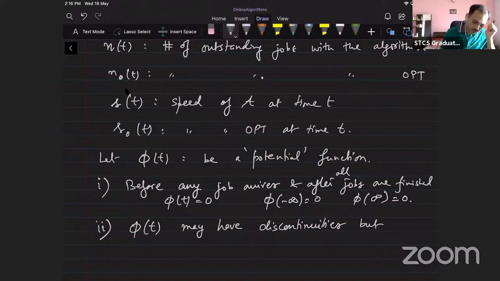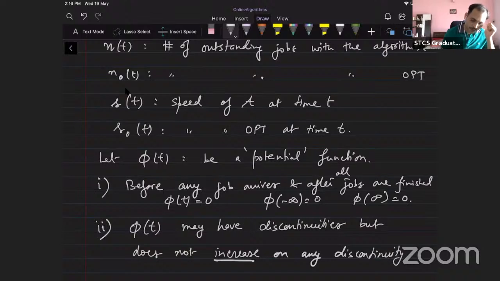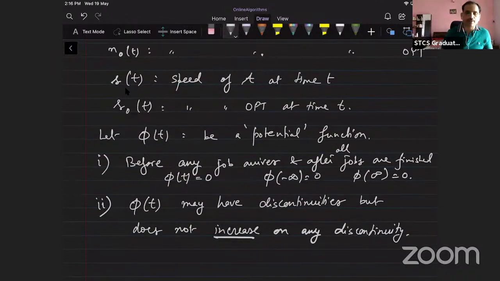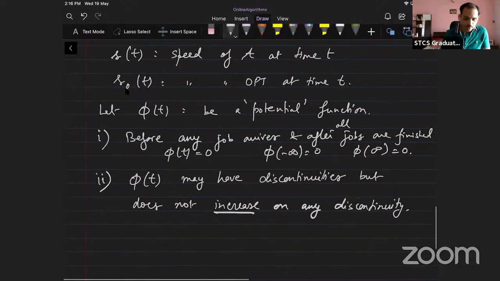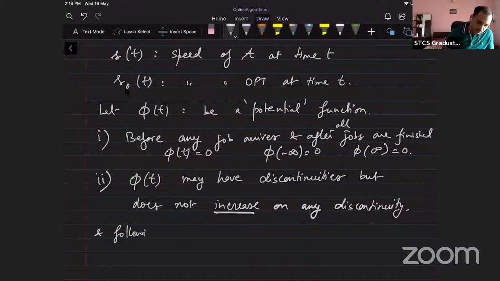Two, this is more important: phi of t may have discontinuities, but it does not increase on any discontinuity. So it's not allowed to jump up. It's allowed to jump down if it wants on any discontinuity. This is the requirement for such a function. We have no idea what this function looks like for the moment.